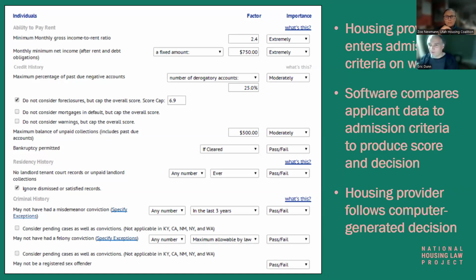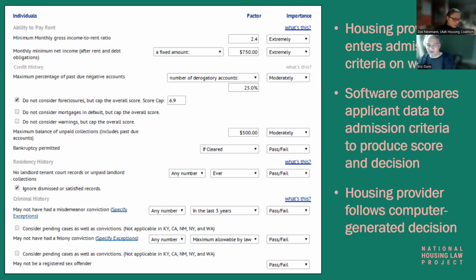So you'll see when a landlord signs up with a screening company, they'll get an interface that might look kind of like this. They're all different, but landlords will be asked to enter a set of objective rental criteria, and they have to choose from what the screening company makes available. So they can enter information about income to rent ratios and how much income the person is going to have left over after they pay their rent and any debt service they have.